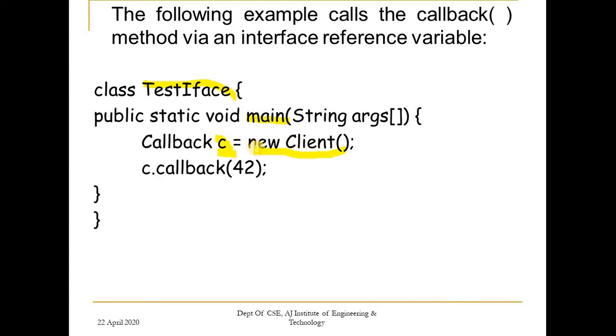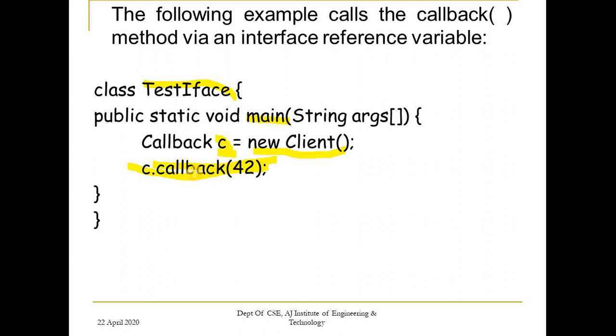Here what we are doing: new will dynamically allocate the memory for the class Client and it will return a reference to the Client class. That reference is assigned to the callback interface variable c. Next statement, c.callback(42). Here, using this interface variable c, I'm calling the callback method.